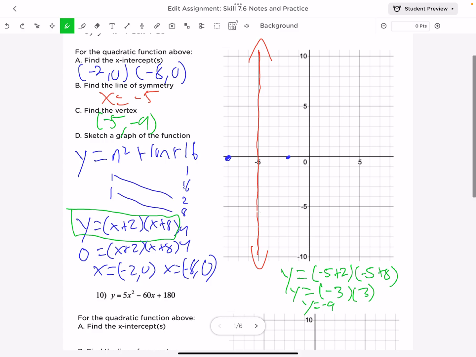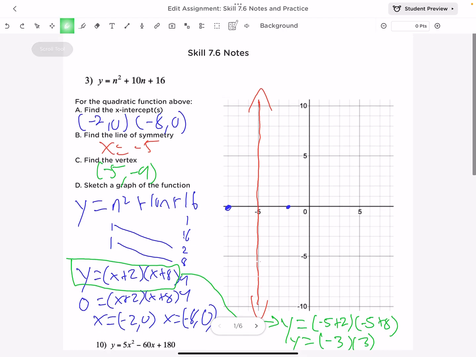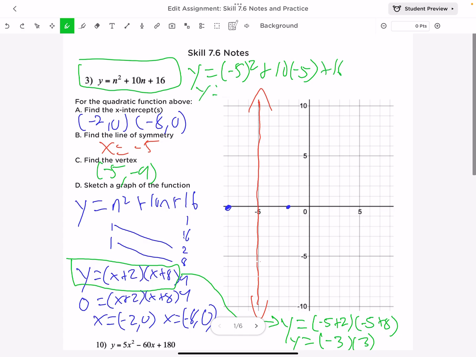And so I usually find it's much easier to do it in the factored form, though you can always do it with the original as well. And that would look something like y is equal to -5 squared plus 10 times -5 plus 16. And if you plug that in, that'd be 25 minus 50 is -25 plus 16, -9, like this. Either way, all right, I'm going to erase all this so it looks nice and neat for our notes. Either way you do it is fine.